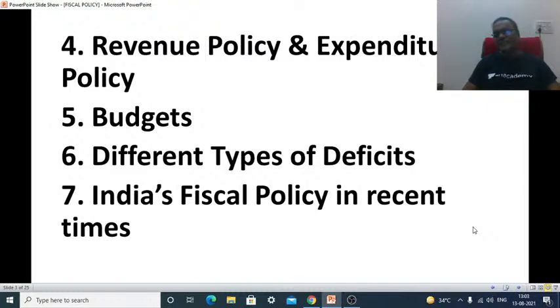That is the reason why FRBM legislation, fiscal responsibility and budget management, has pointed out clearly that the revenue deficit of the country should be 0, whereas fiscal deficit should be brought down to 3% of our GDP. Unfortunately, we have not made any sincere attempt, I repeat, any sincere attempt to realize the objectives of FRBM legislation.